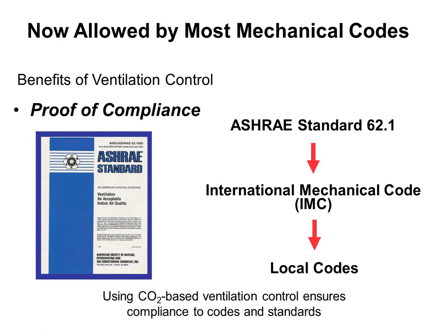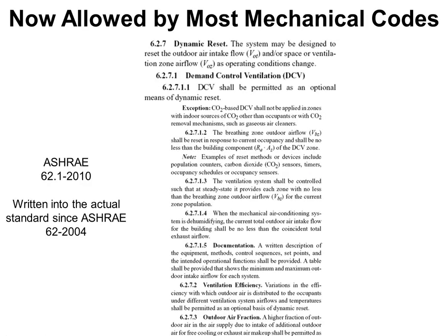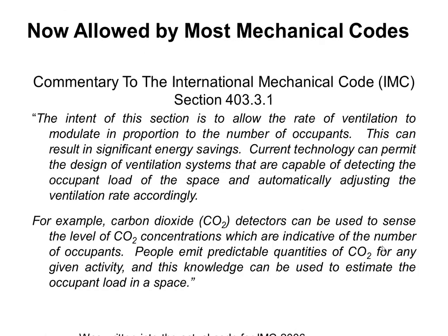City of Chicago is a little different. Wisconsin, the state, is a little different. But pretty much everywhere else is following 62.1 or the IMC. The good news is that's been written into the code since 2004 on ASHRAE side and 2006 for IMC, specifically spelling out that CO2-based demand control ventilation is permitted by code and allows you to operate the ventilation system lower than the otherwise prescribed data that's in the tables there. So it allows you to go below the code minimum if you have CO2 sensor systems.